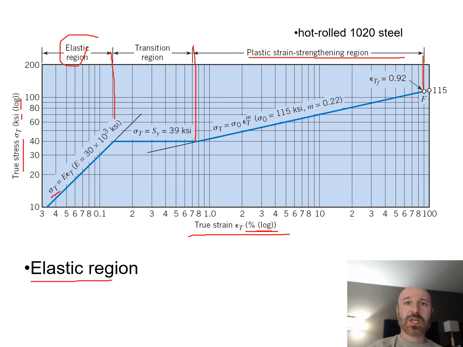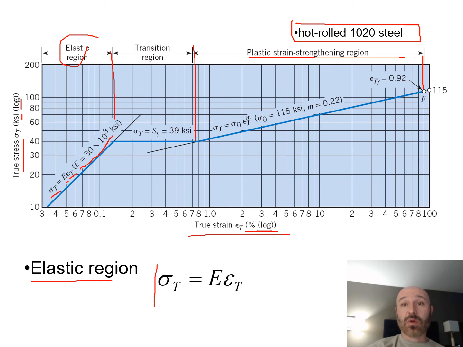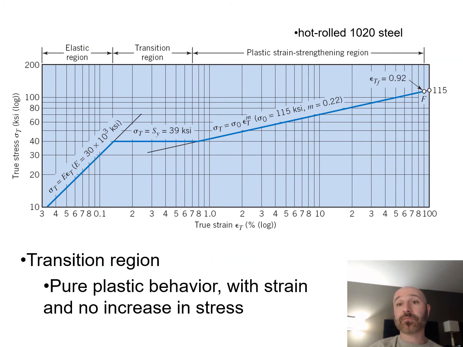So our sigma sub T, our true stress, is equal to our modulus of elasticity times our epsilon sub T, or our true strain. For this case, this would be the slope of this, which would be our E is equal to 30 times 10 to the third KSI. And again, this is just for the particular example of our hot rolled 1020 steel. So we can see there is our general equation, sigma sub T, right off our graph, is equal to our modulus of elasticity times epsilon sub T, or our true strain. Now we can move on to our transition region over here.